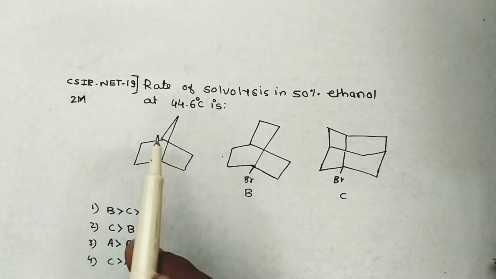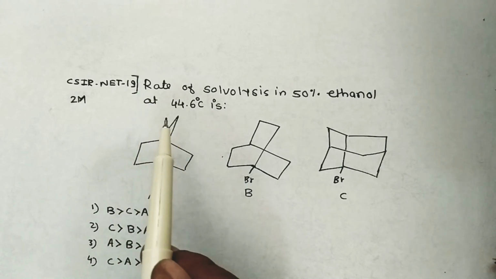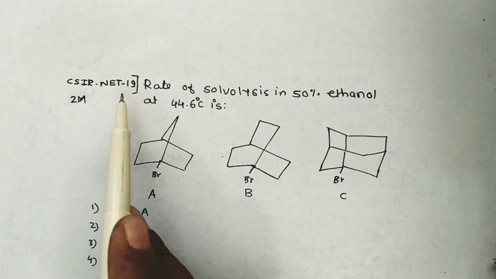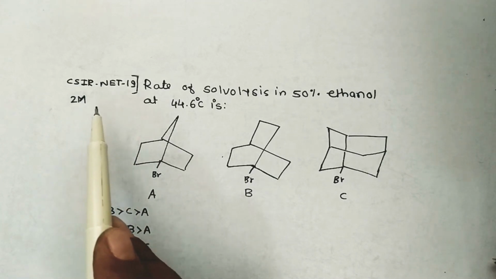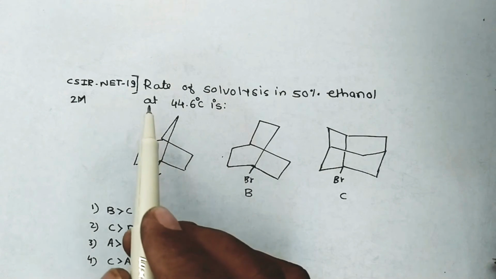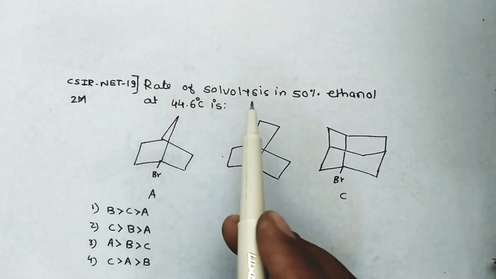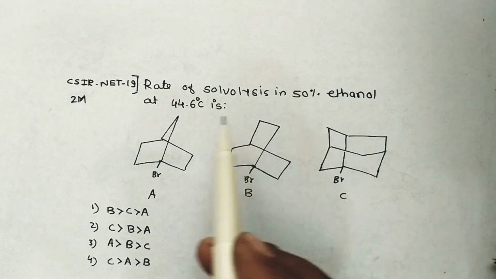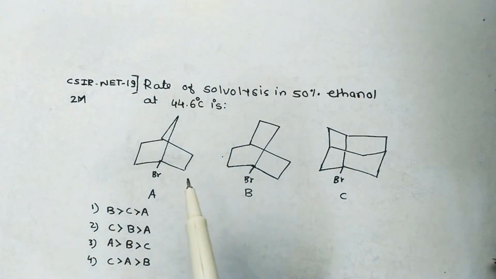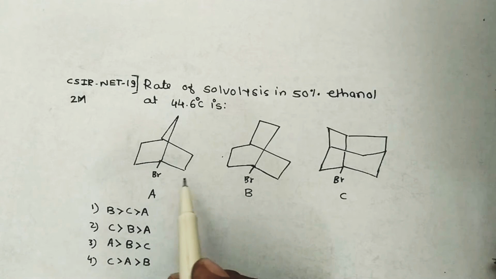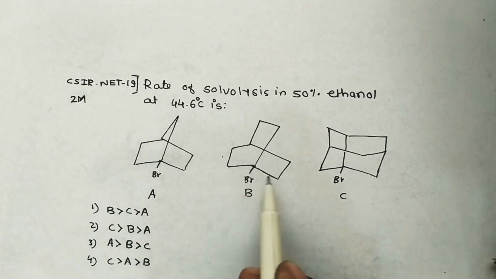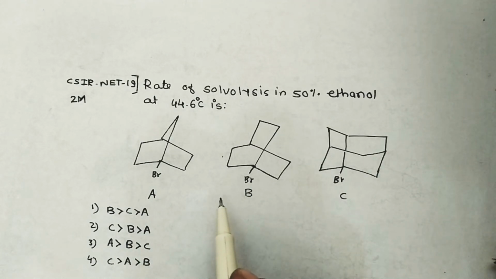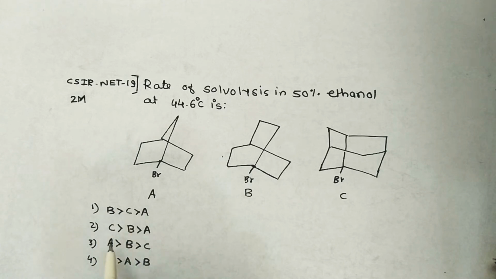Today we solve one simple problem on solvolysis. This question was asked in CSIR NET December 2019 for 2 marks. The question was, what is the order of rate of solvolysis in 50% ethanol at 45.6 degrees Celsius? It means which of these three, A, B and C, is going to react fast by a solvolysis reaction. The options are BCA, CBA, ABC and CAB.